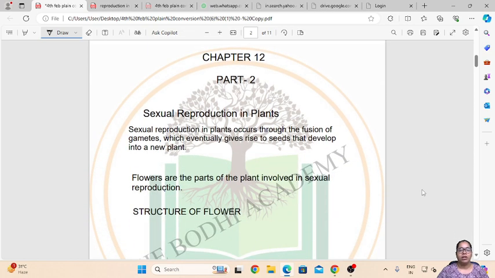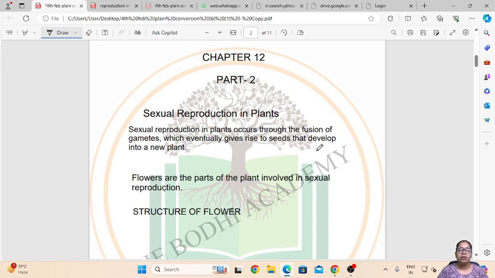Sexual reproduction in plants occurs through the fusion of gametes. Plants contain male and female gametes, and fusion of these two gametes eventually gives rise to seeds. These seeds then develop into a new plant, and this is how sexual reproduction helps in the development of a new plant.